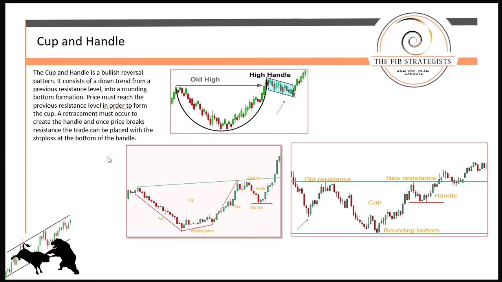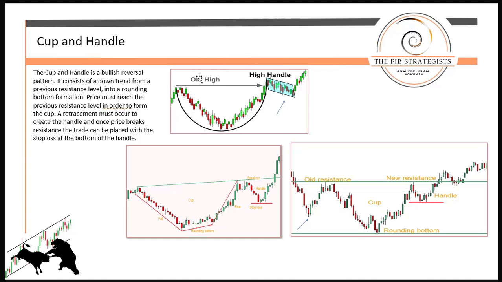Here we move on to the cup and handle. The cup and handle is a bullish reversal pattern. It consists of a downtrend from a previous resistance level into a rounding bottom formation. Price must reach the previous resistance level in order to form the cup. A retracement must occur to create the handle, and once price breaks the resistance, the trade can be placed with a stop loss at the bottom of the handle.